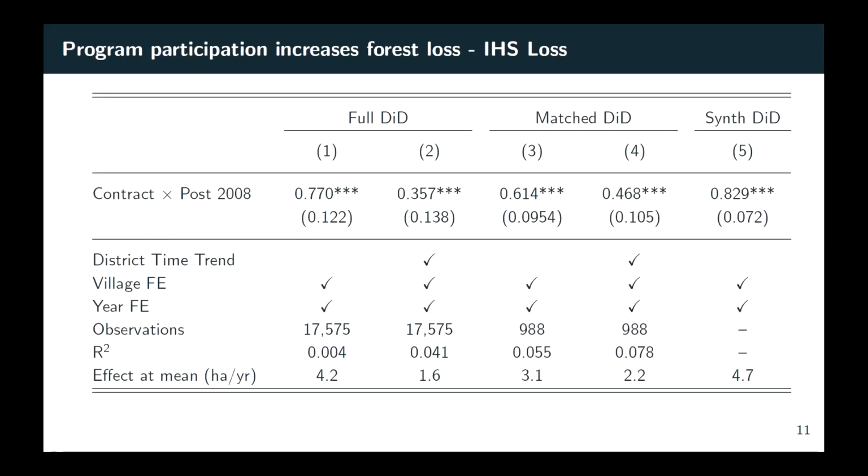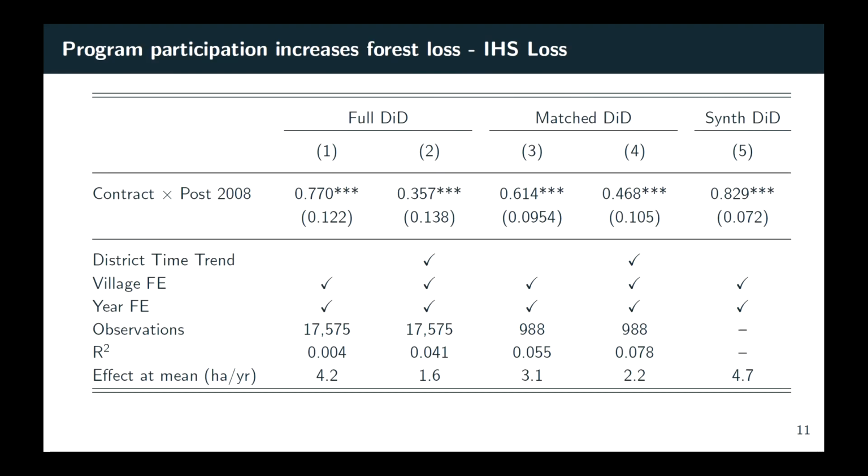Okay, so I'm going to give you some estimates here. The first two columns are our full sample of villages, difference in difference, two-way fixed effects. This is the matched sample. And then this third one is the synthetic difference in difference. The differences between the columns is whether or not we're including a district time trend in addition to our village and year fixed effects.